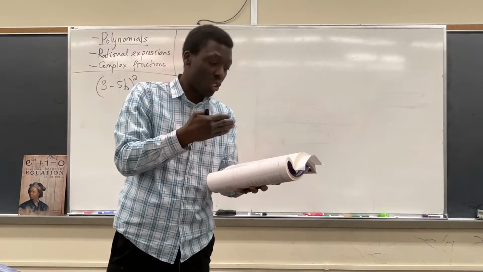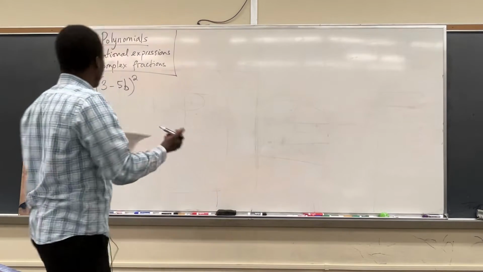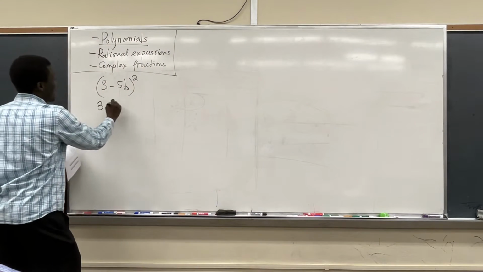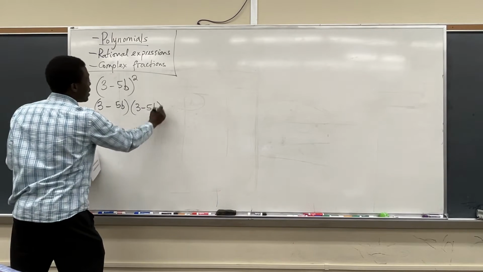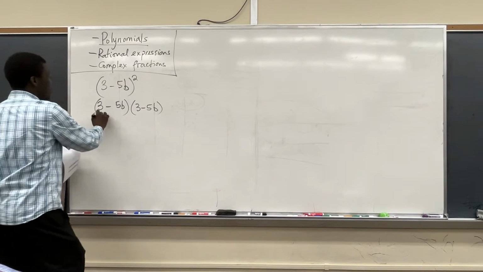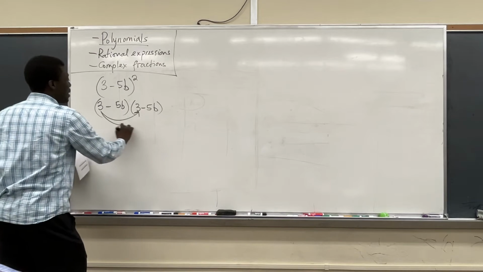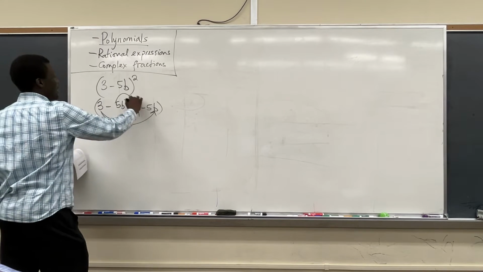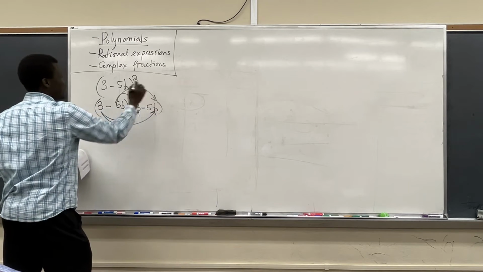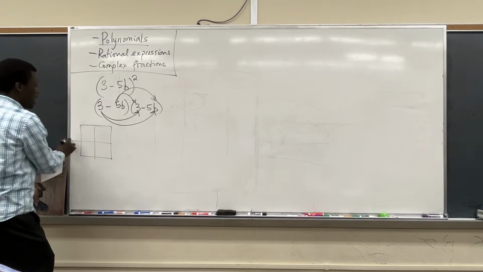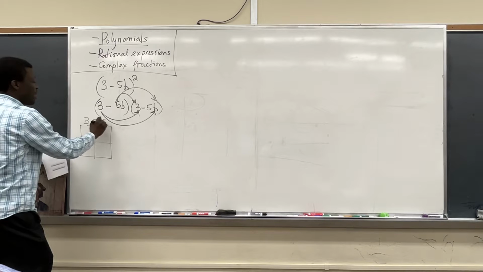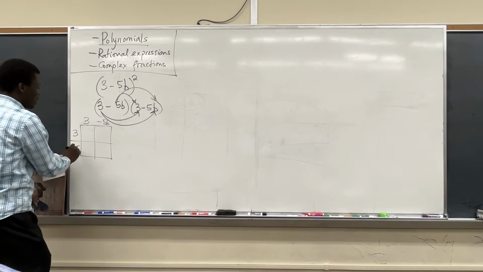The idea is that you should be able to look at it and basically FOIL, right? So when we FOIL, we write it out twice. So (3 minus 5b)(3 minus 5b). And when we FOIL that, we're basically multiplying this times that, this times that, this times that, and this times that. The other way people do it is a Punnett square, if you think of it that way. And this will have 3 and minus 5b, and this is 3 and minus 5b.